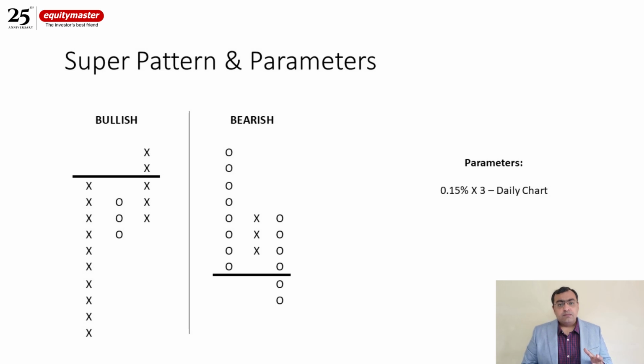So here after a rally, when consolidation happens and the highs are taken out, it comes as a super pattern. Similarly on the bearish side, there is a series of O, then a couple of 2 to 3 X over here in the form of consolidation or retracement, and the follow-up selling pressure followed by O. When the previous lows are broken, it gives a confirmation that the super pattern has broken down.